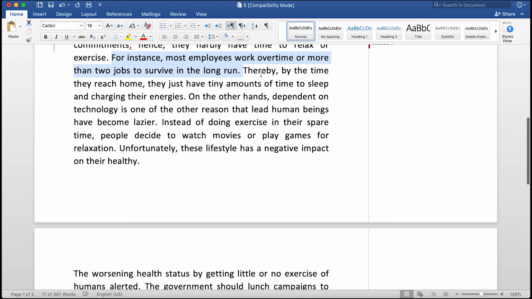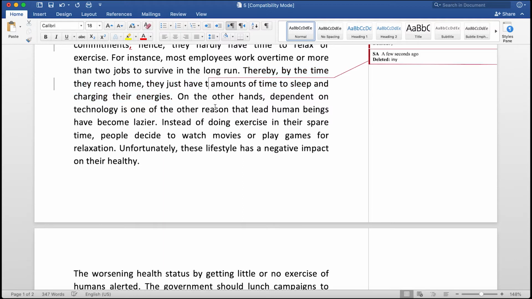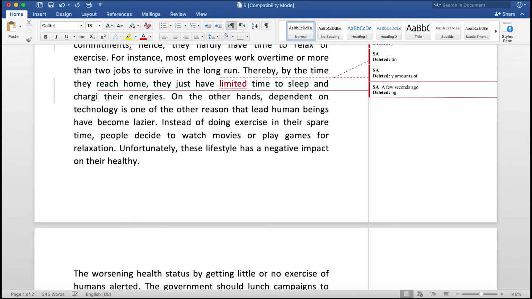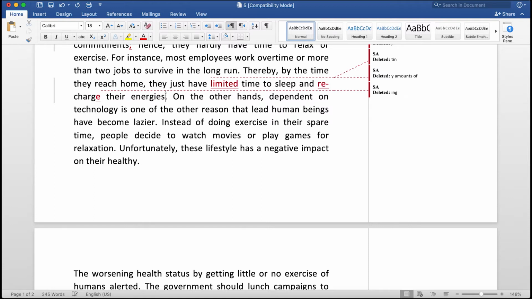Fair enough. Thereby, by the time they reach home, they just have tiny amounts of time to sleep and charging their energies. Okay. Thereby, by the time they reach home, they just have tiny amounts of time. Well, tiny means like very small in terms of size. So they have limited time to sleep. Let's get rid of this. They have limited time to sleep and recharge. And you don't charge your energy, you recharge your batteries. So recharge their batteries. There we go.